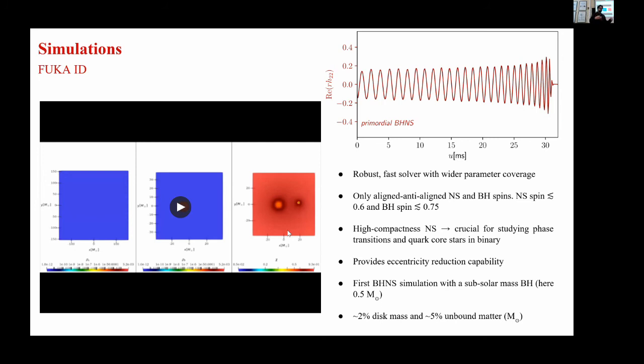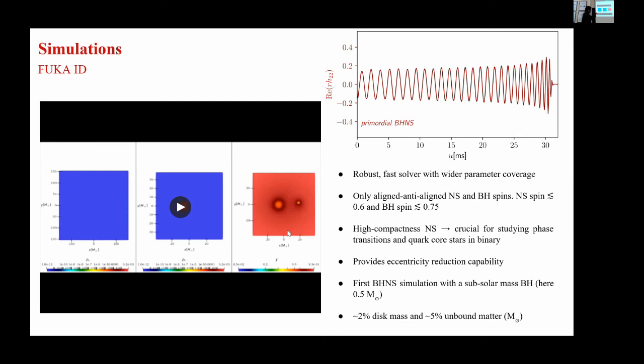So we can use initial data covering many extreme regions of the binary space. Importantly, what we are currently doing is evolving a primordial black hole neutron star system. So here the black hole is subsolar mass, exactly 0.5 solar masses. And then we have a typical neutron star of 1.4 solar masses.